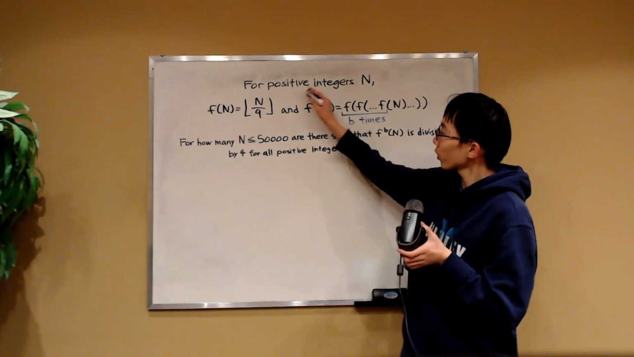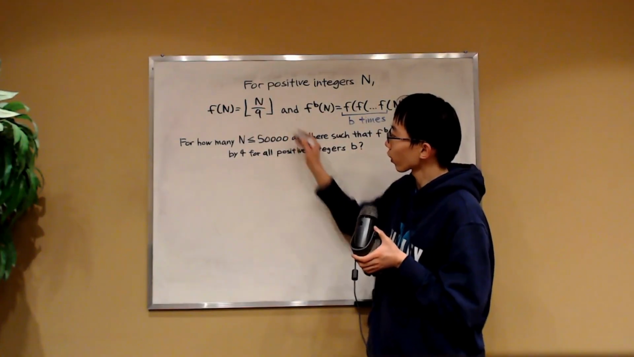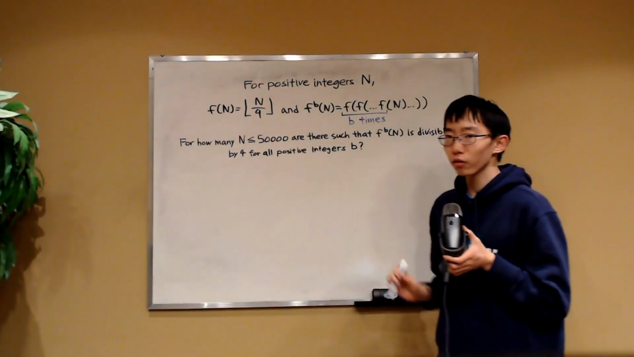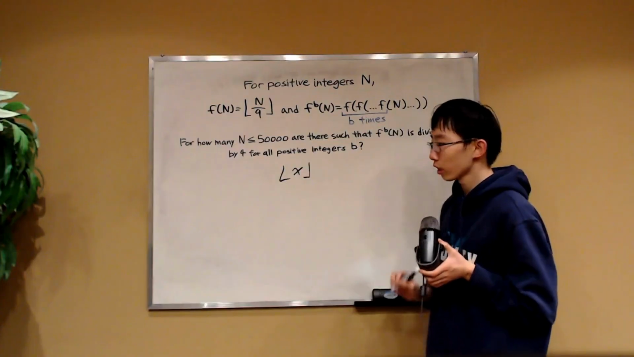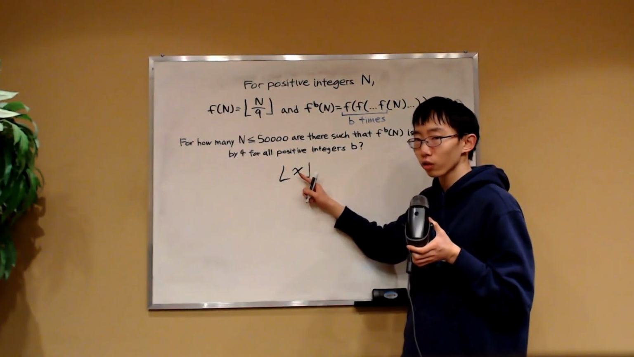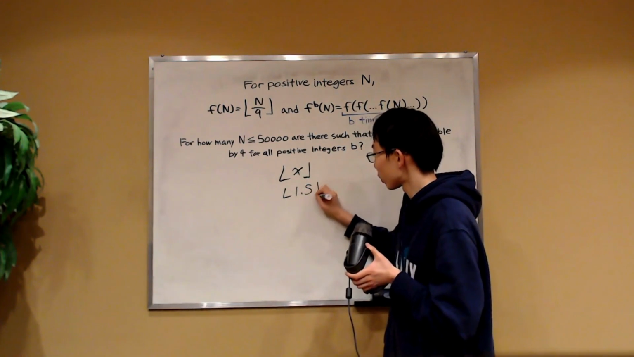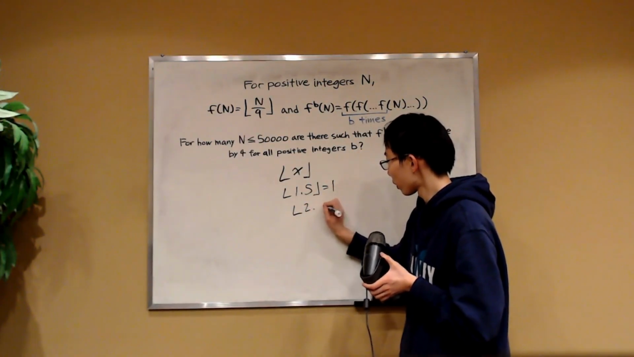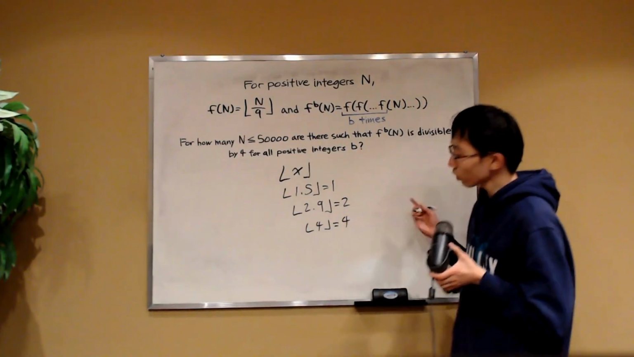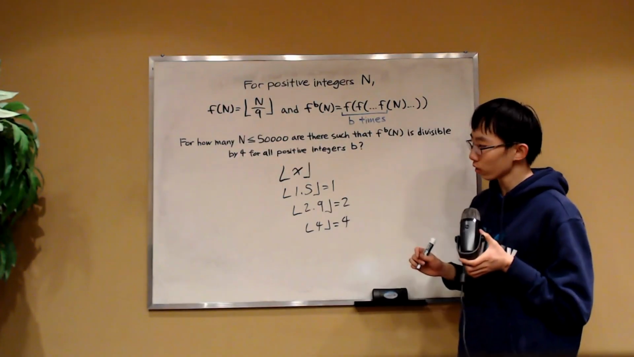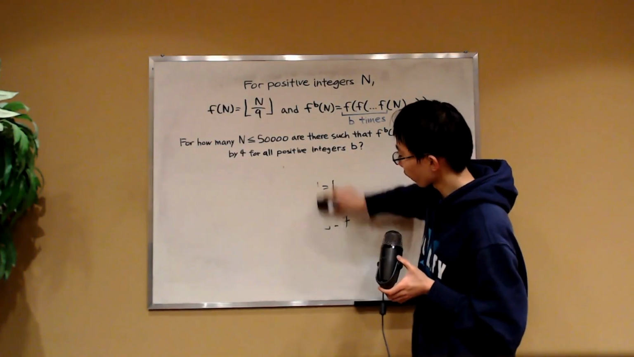We have, for positive integers n, we define f of n to be equal to the floor function of n divided by 9. Now, in case you are not aware, the floor function of x for real numbers x basically returns the greatest integer less than or equal to x. So, for instance, floor of 1.5 is equal to 1, floor of 2.9 is equal to 2, and floor of 4 is equal to 4. As you can see, it gives the greatest integer less than or equal to whatever the input is. So that is the definition of the floor function.